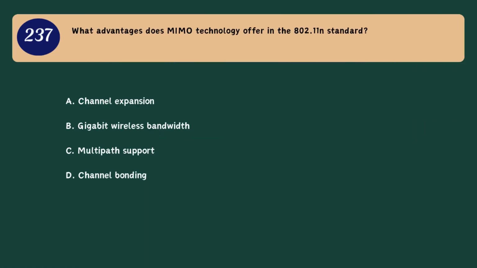Question 237. What advantages does MIMO technology offer in the 802.11n standard? A. Channel expansion. B. Gigabit wireless bandwidth. C. Multi-path support. D. Channel bonding.